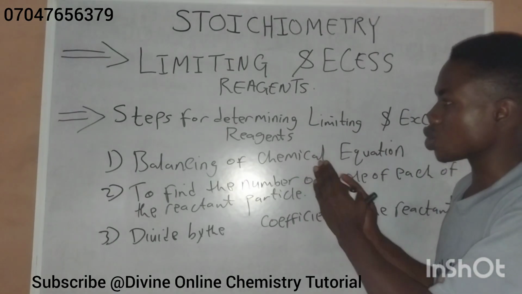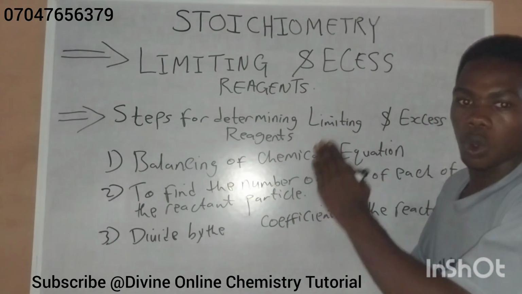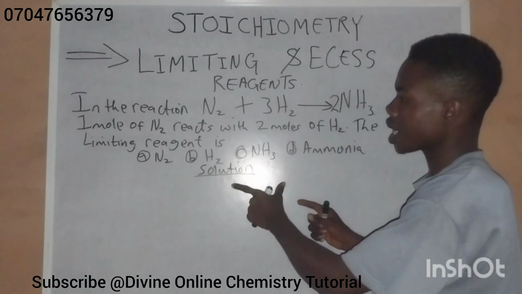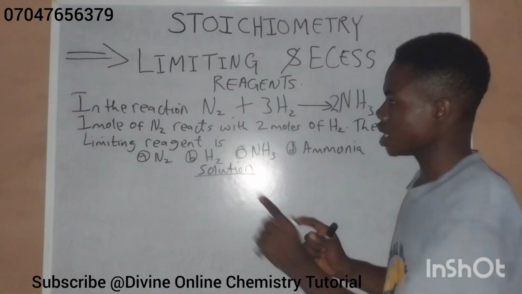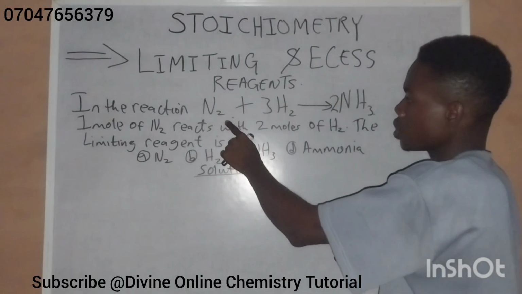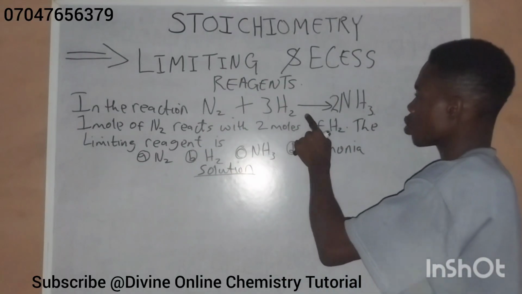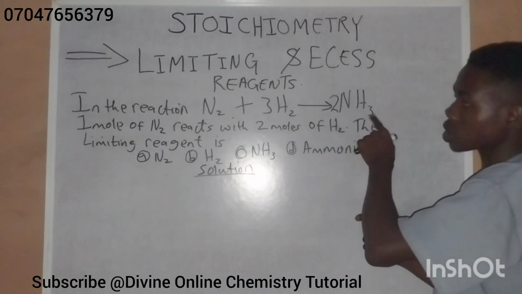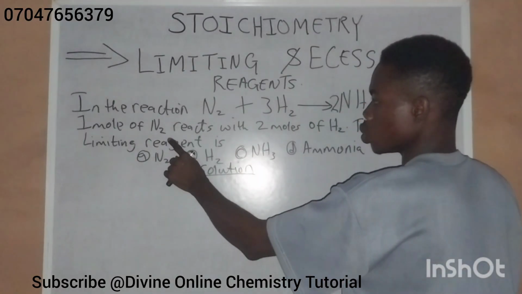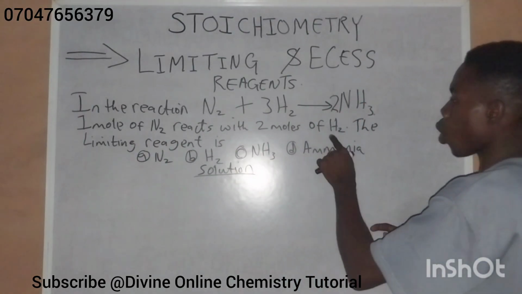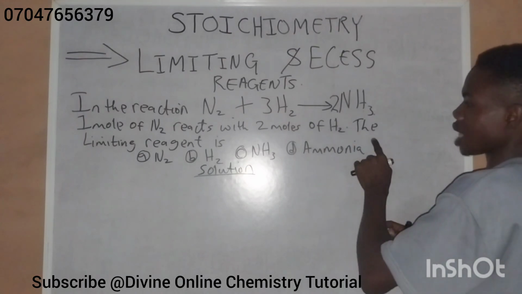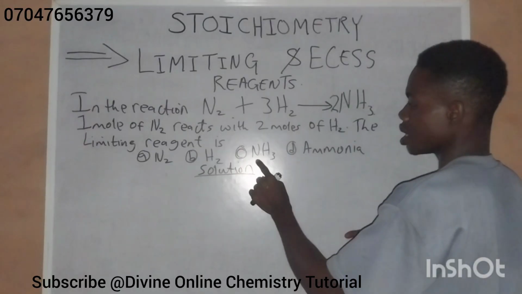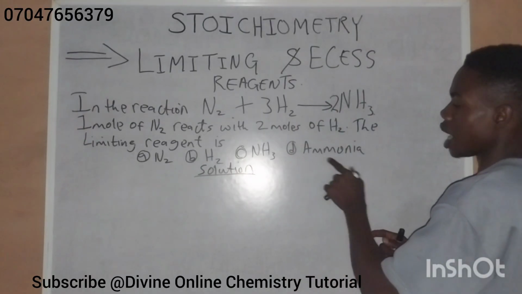Now, having brought this out, let's tackle JAMB questions related to this part of stoichiometry. Under limiting and excess reagent, this is a typical JAMB question. The question says, in the reaction N2 plus 3 mole of H2 equals 2 mole of NH3, which happens to be ammonia, 1 mole of N2 reacts with 2 mole of H2, which is hydrogen. The limiting reagent is A, N2, B, H2, C, NH3, D, ammonia.